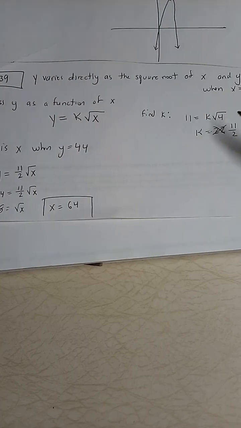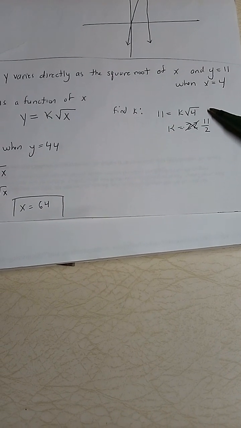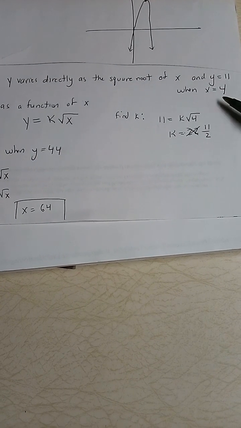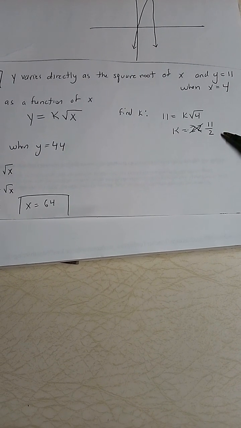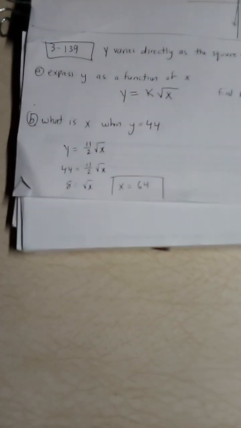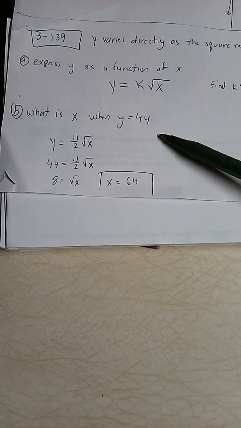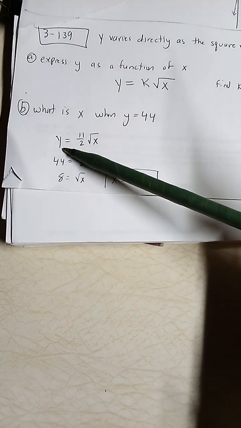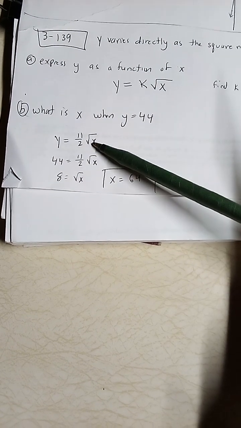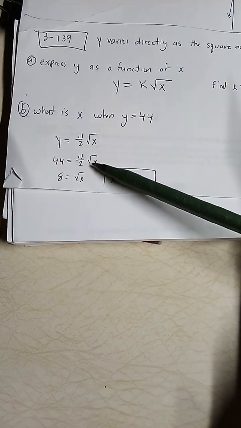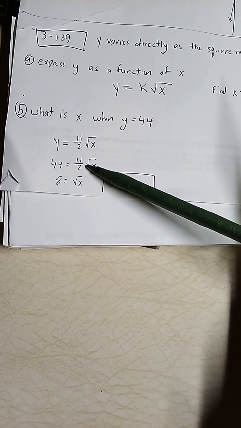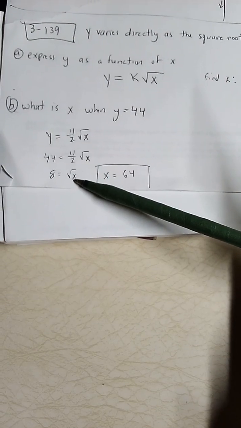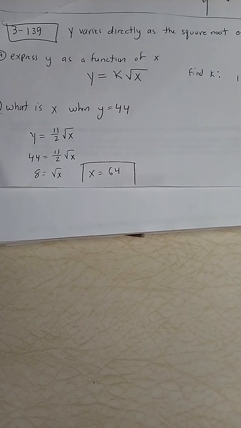So then I find k, and so I just plugged in the two numbers they gave me for y and x, and I solved for k, and I got 11/2. And then they asked me what is x when y is 44. So I just plugged in 11/2 for k in my y equals k times square root of x equation. And then I multiply both sides by the reciprocal of 11/2, and that gave me 8 equals square root x, and then I squared both sides and got 64. And that's it.